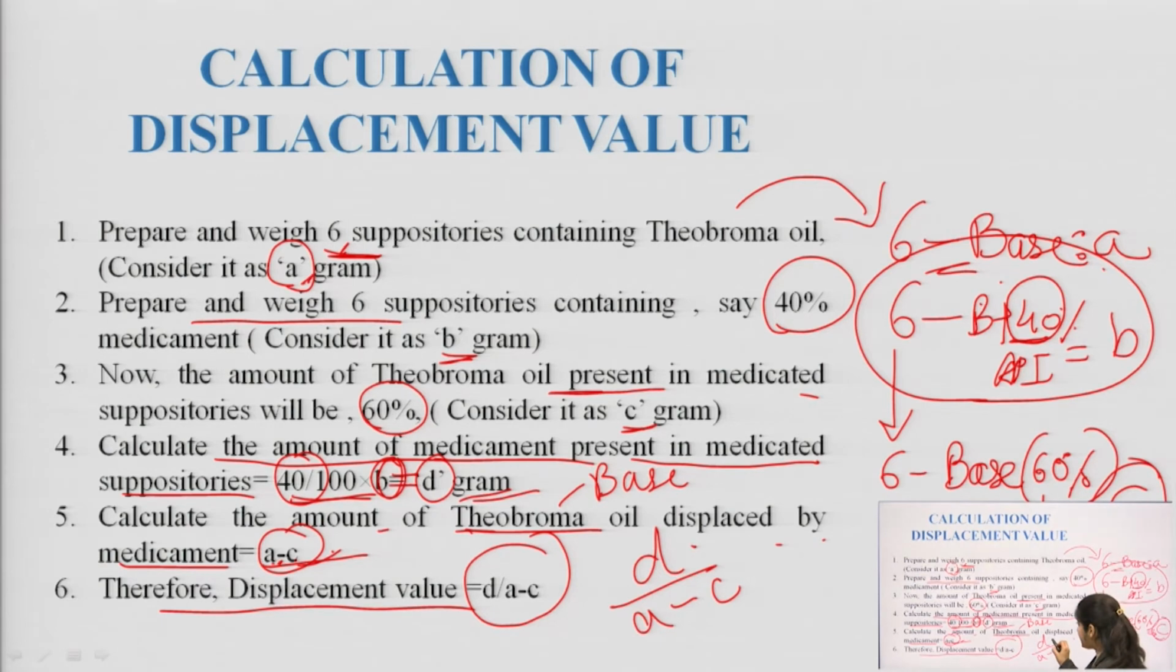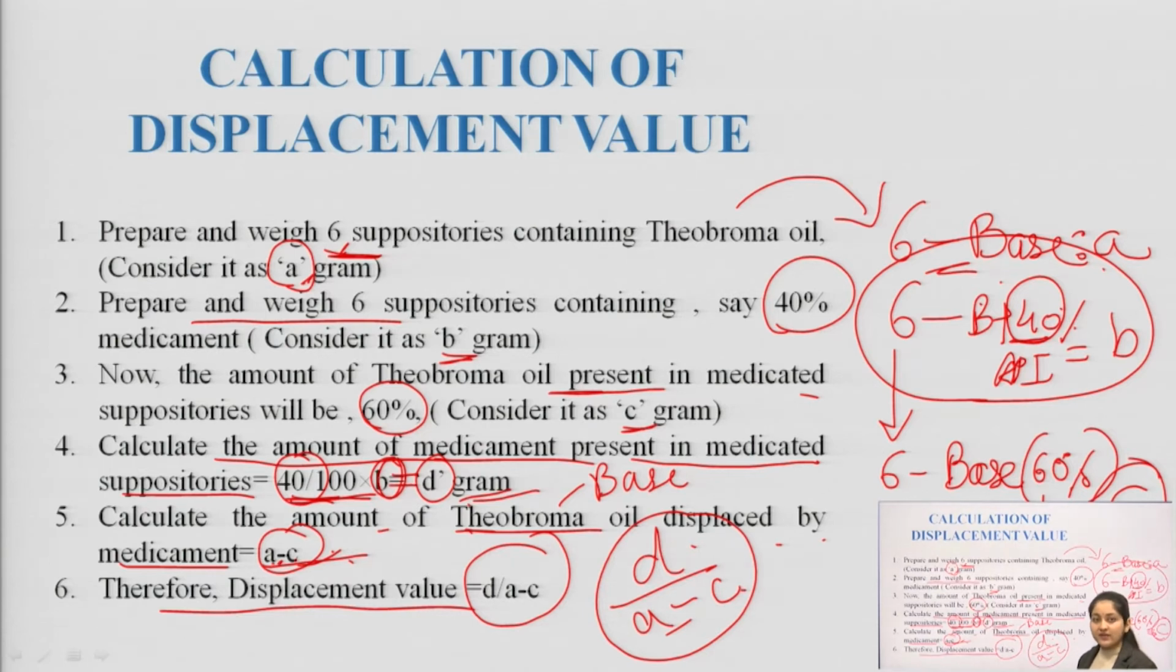Now what was D? D was the quantity of medicament in grams, and A minus C is the amount of the substance that is being displaced by our API into the base. So this is an important calculation which is very important in order to understand how to make suppositories, what are the quantities of base, how much amount the API is displacing of the base. So it is a very important thing.